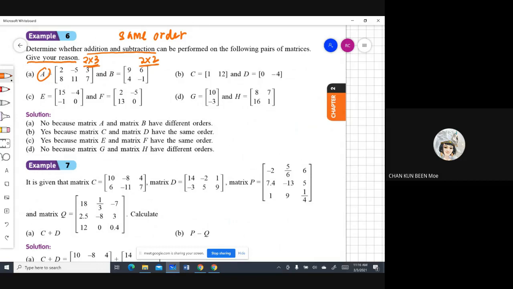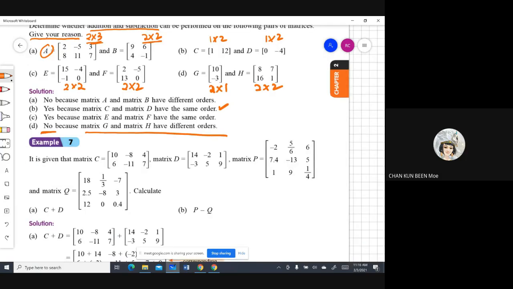For B, this is a 1 by 2 matrix and this is also a 1 by 2 matrix. So addition and subtraction can be performed because they have the same order. You can look at the answer here: yes, because matrix C and matrix D have the same order. For C, this is a 2 by 2 matrix and this is also a 2 by 2 matrix, so you can also perform addition and subtraction. The last one, D, is a 2 by 1 matrix and this is a 2 by 2 matrix. The order is different, so it's a no, because matrix G and matrix F have different orders. That is how you determine whether you can perform addition or subtraction.